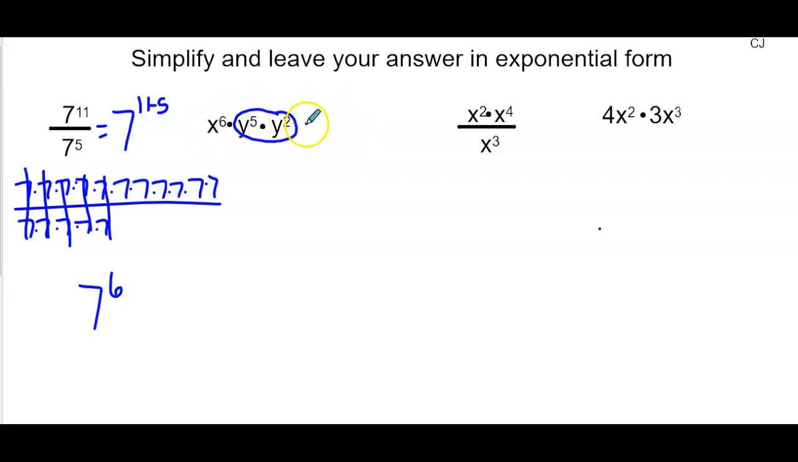So the only ones that actually have the same base are these y's. I don't have to do anything with x to the 6th, I'm just going to write it down. Now for my y's, the base stays the same and I add my exponents. And that is as far as you can simplify that. You can't do anything else because x's and y's are not the same.